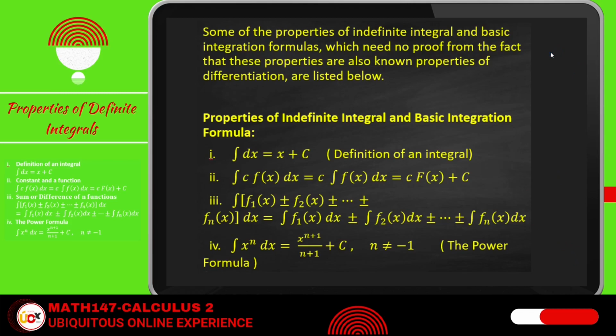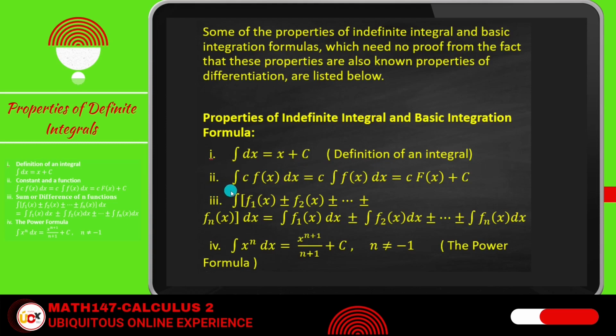Some of the properties of indefinite integrals and basic integration formulas are listed below. These properties need no proof, since they are also known properties of differentiation. The first formula is the integral of dx equals x plus c. This is obtained from the definition of indefinite integral.